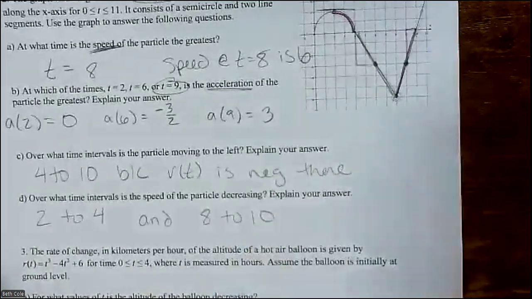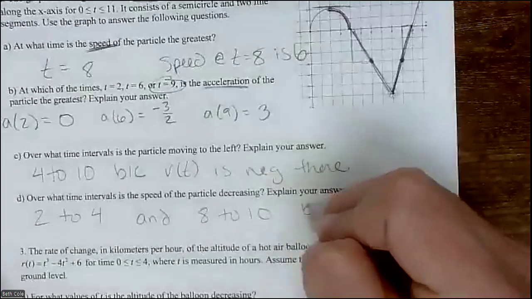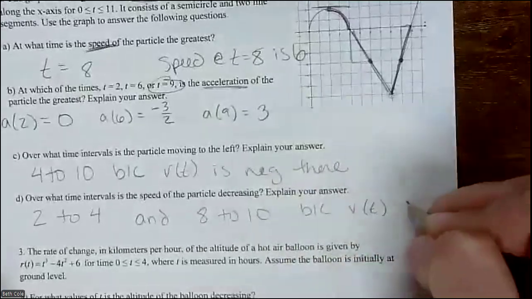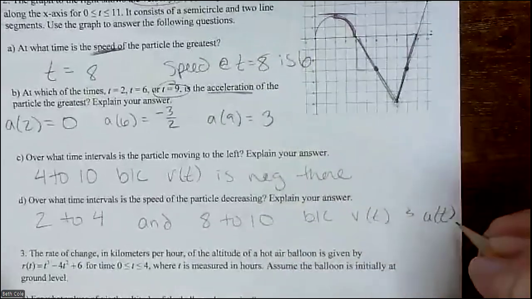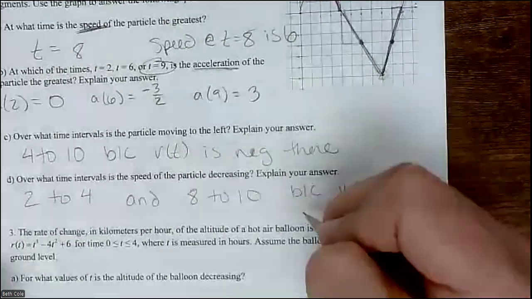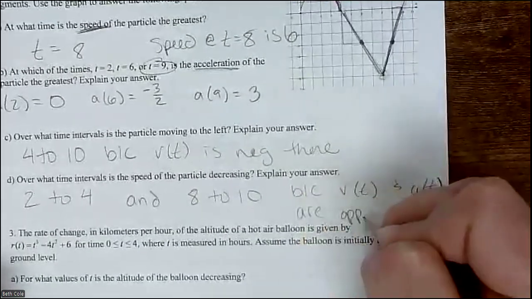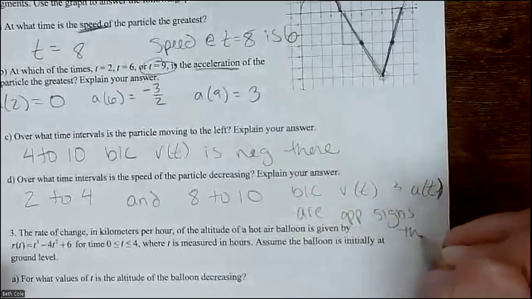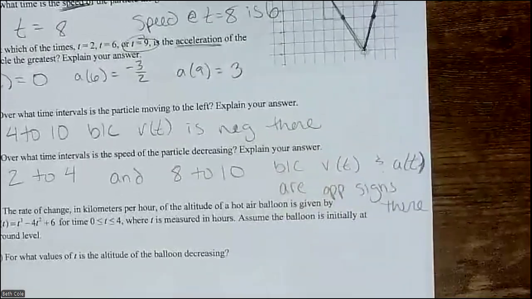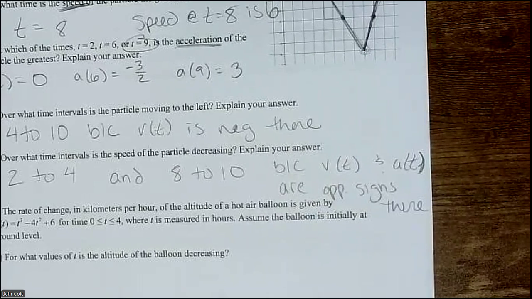All right, so those 2 intervals, because velocity and acceleration are what? Are opposite signs there. And that reminds me, I need to say this. You can't just say they're opposite. It's opposite signs. If you don't put the signs, they will not give it to you. And this will be on the free response part. It is every single year. They always put it on there because it trips people up, and they're mean.